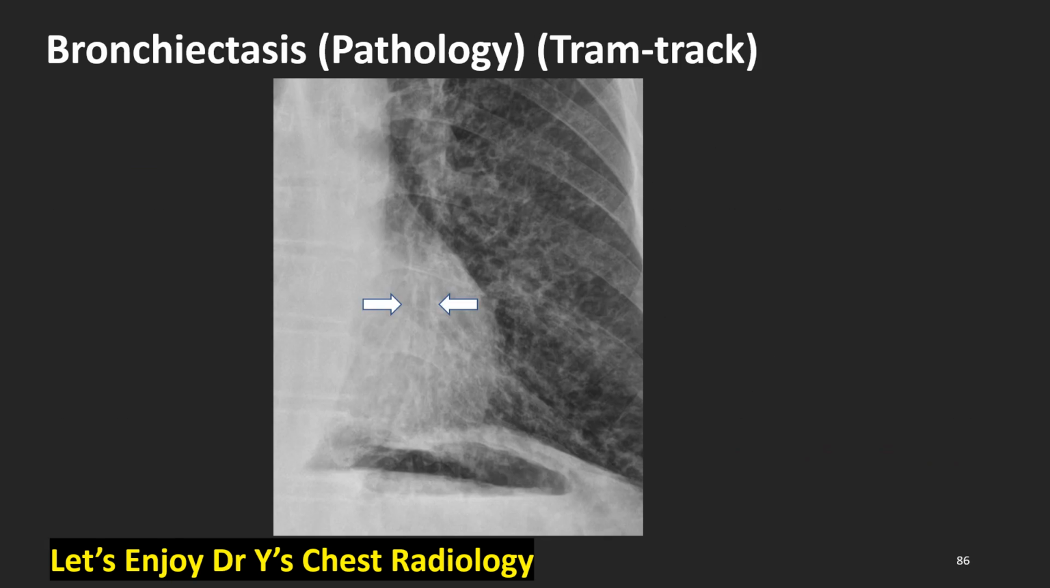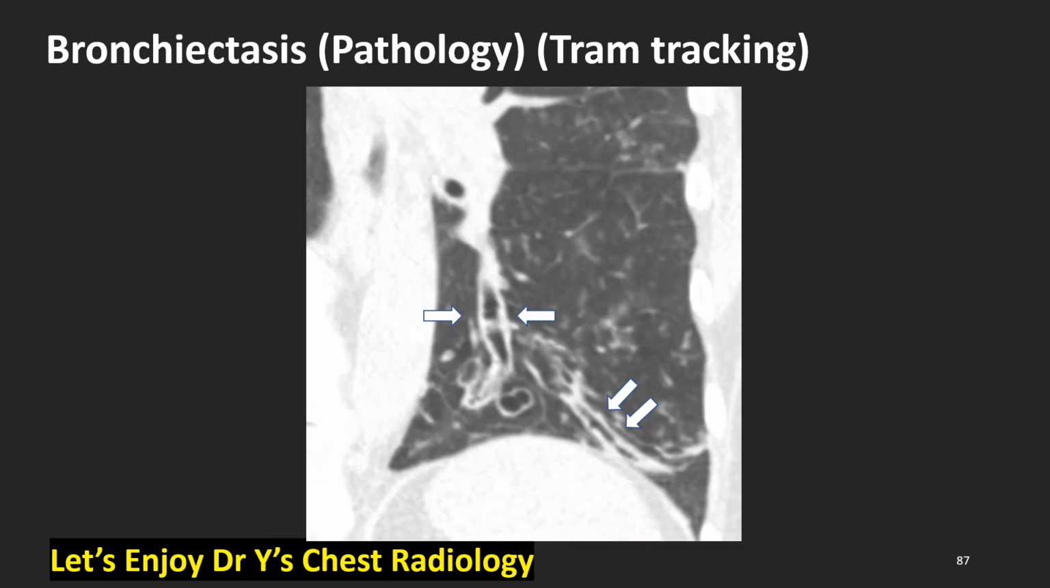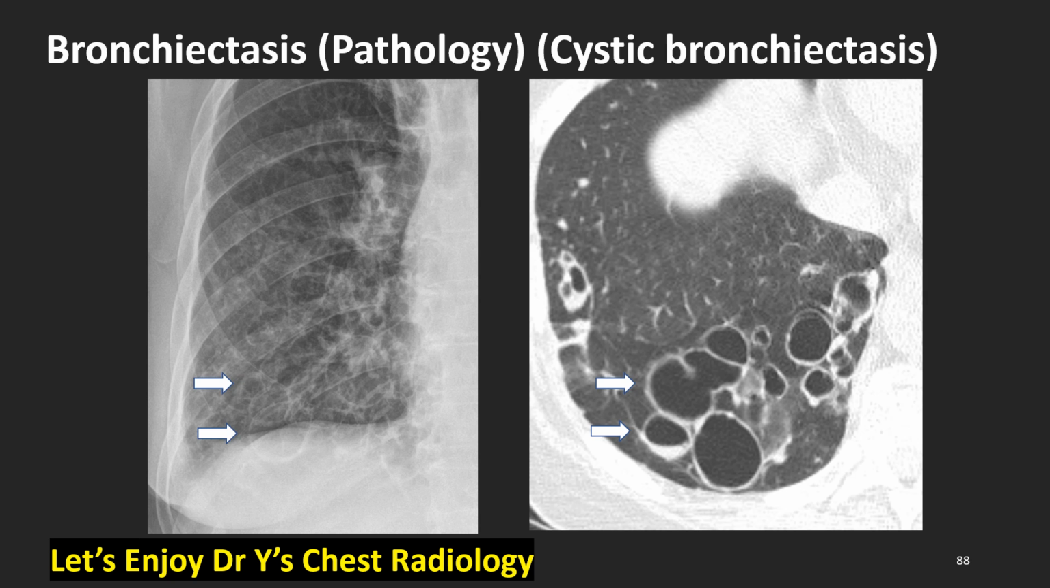Bronchiectasis pathology, tram track. Arrows indicate tram track of bronchiectasis in the left lower lobe. Arrows indicate tram tracking on left lower lobe bronchiectasis on CT scan. Bronchiectasis pathology, cystic bronchiectasis. Arrows indicate cystic bronchiectasis of the right lower lobe in frontal radiograph and CT scan.